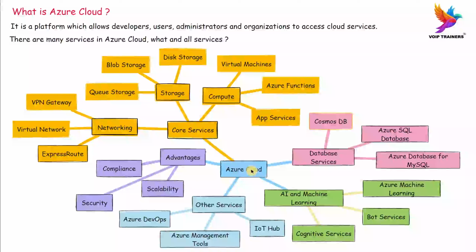First, we'll discuss what is Azure Cloud. It's a platform which allows developers, users, administrators, and organizations to access the cloud services. There are many services in the Azure Cloud. What are all those services? Networking is one of the services. Compute, virtual network, VPN gateway, database, machine learning, DevOps. These all are Azure services.